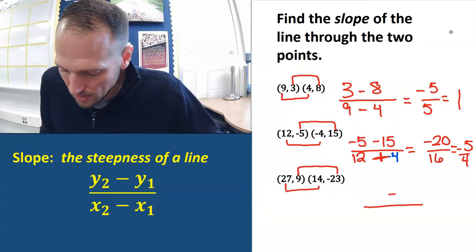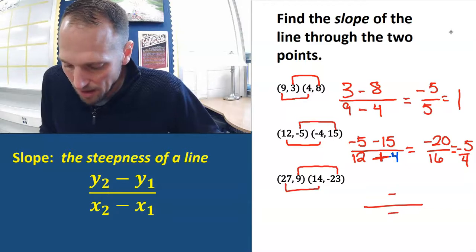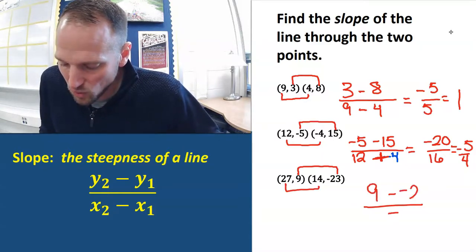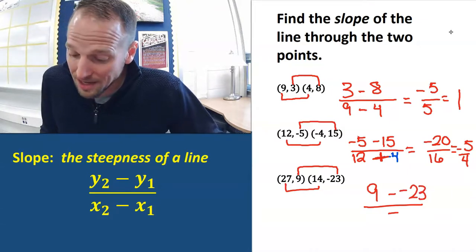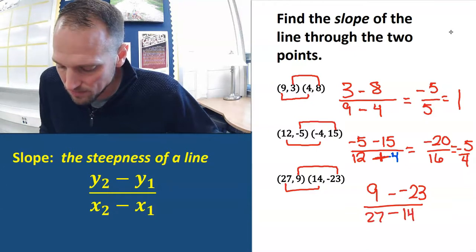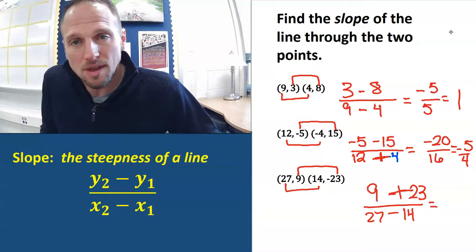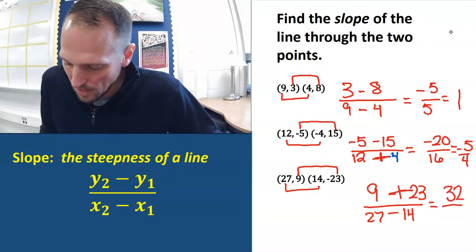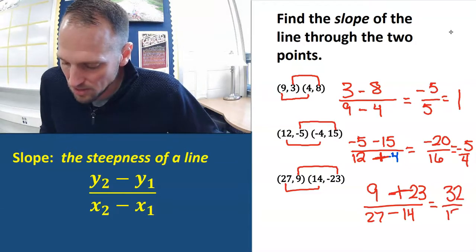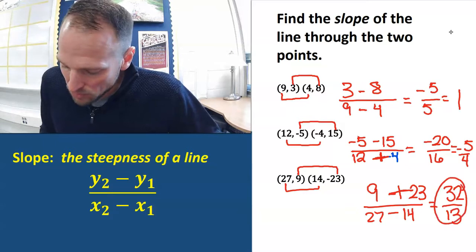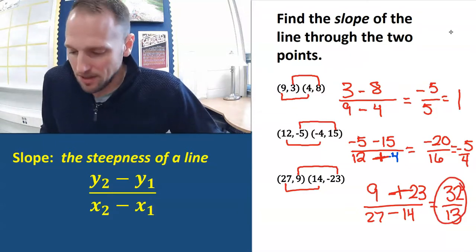So here's what I got. 9 minus 20, I've got on the top 9 and -23. Again, notice I wrote in -23. On the bottom, 27 and 14. So on the top, minus negative is a plus positive. 9 plus 23 is going to be 32. And on the bottom, 27 minus 14 is going to be 13. This can't be simplified any further, so we're just going to leave it right there.